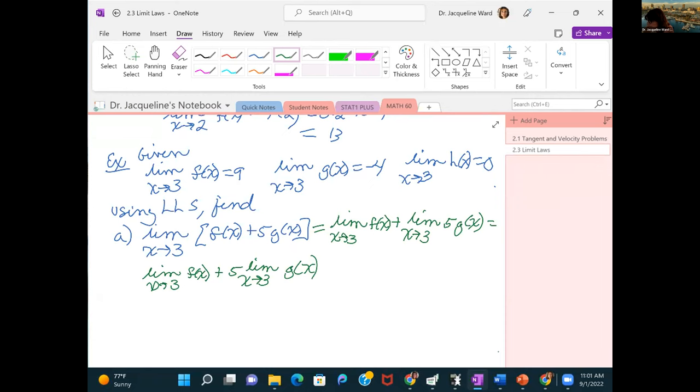Okay, and now we're given the limit as x goes to 3 of g of x, and we're given the limit as x goes to 3 of f of x. So we're just going to substitute those. That's 9, and that's negative 4.